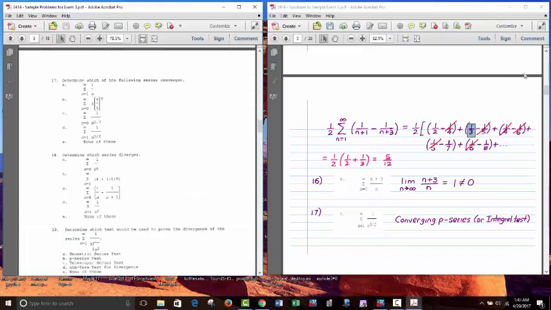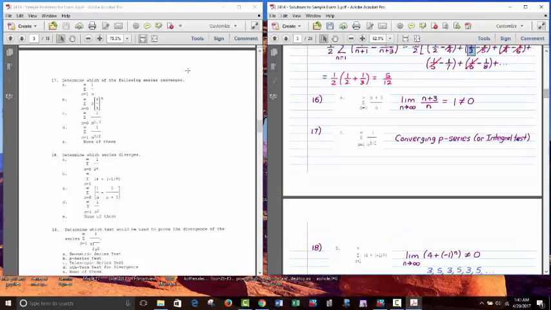Number 17. Which series converge? A is a diverging harmonic series, also a p-series integral. B is no good because it's geometric and the r value is not between -1 and 1. C is no good because it's a diverging p-series, just sort of like A is. And D is a converging p-series because the exponent for n is greater than 1. So the answer is definitely D.